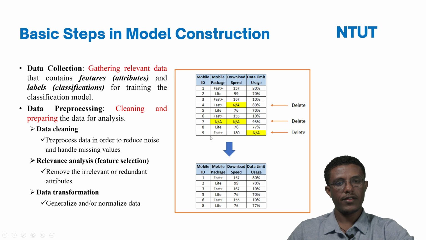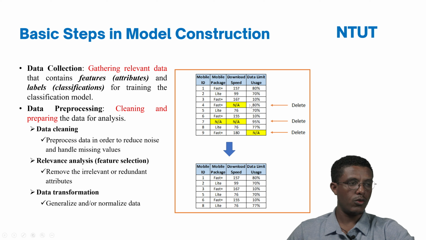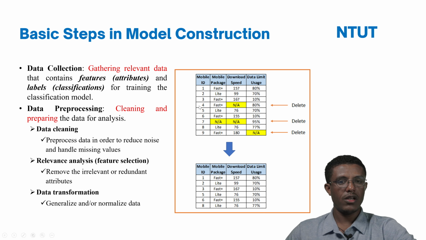For example, in this case, you can see there is some missing data. Here the mobile package is fast plus, but the download speed is not filled. That means this data is not useful because the information is not fully assigned. So in order to avoid misunderstanding, we need to remove this data because the information is not complete. That's called data cleaning.